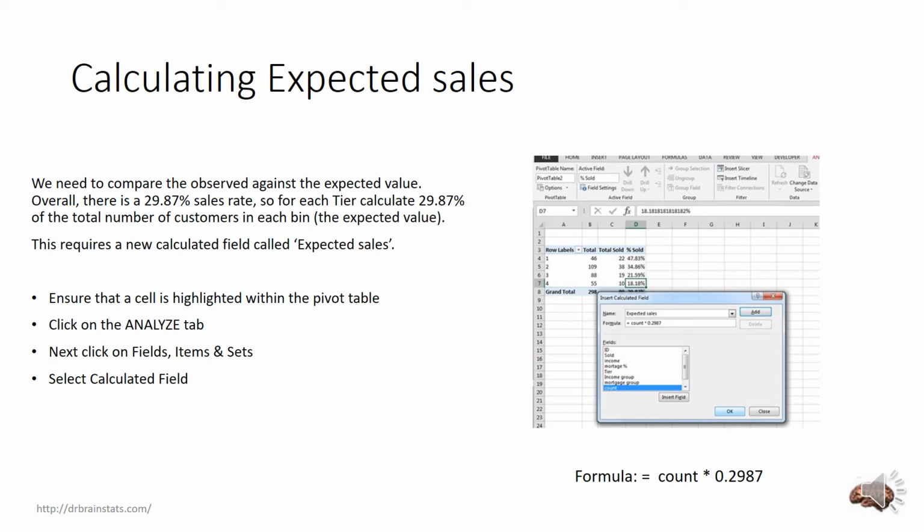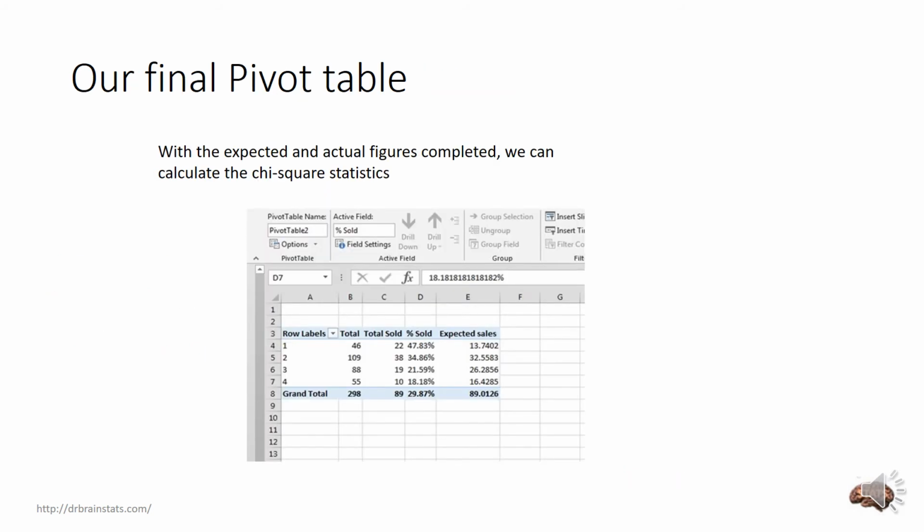This requires a new calculated field called expected sales. Again, we'll be creating a calculated field with a formula count times 0.2987. So now we have our final pivot table. We've got our expected and we've got our actual figures. We can now calculate the chi-square.